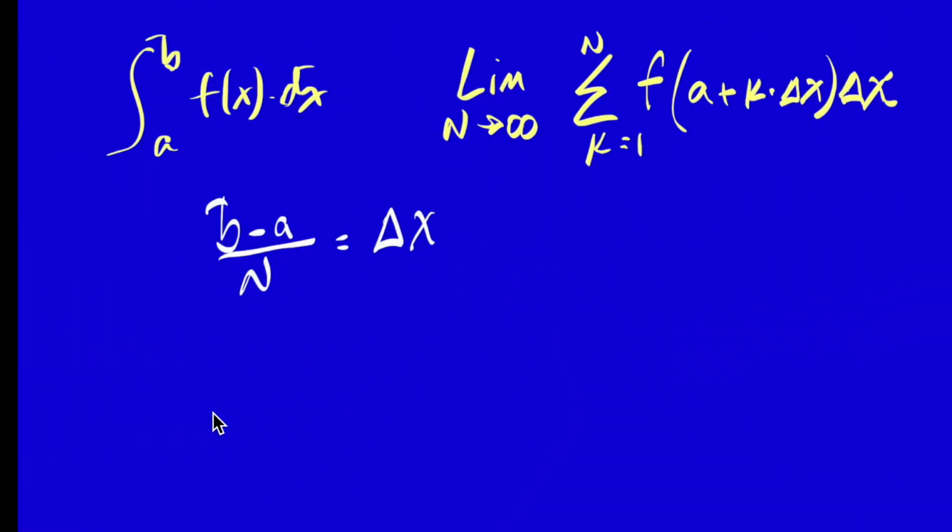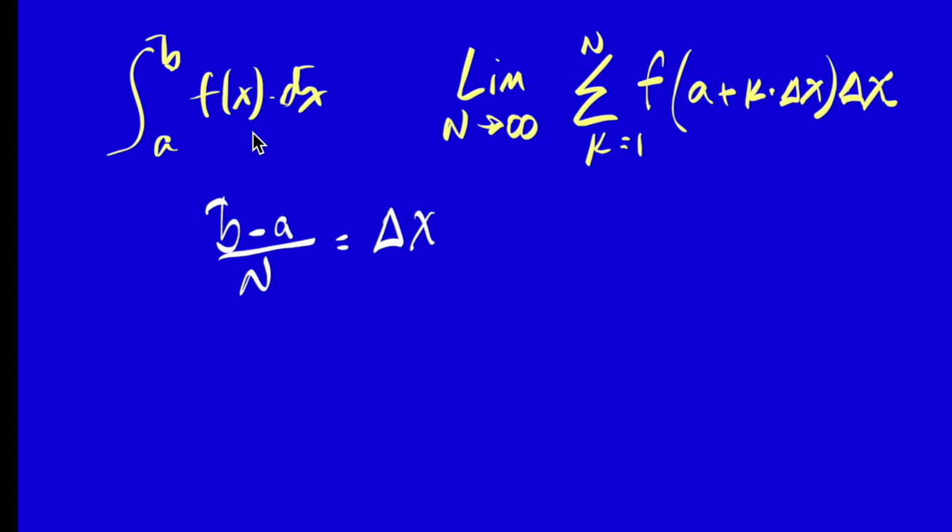Folks, these are the formulas we're going to use throughout this video. On the left, we have the definite integral going from a to b. On the right, we have the Riemann summation. Some folks use I as in India instead of k. And finally, we have the formula for delta x, which is going to be b minus a over n.